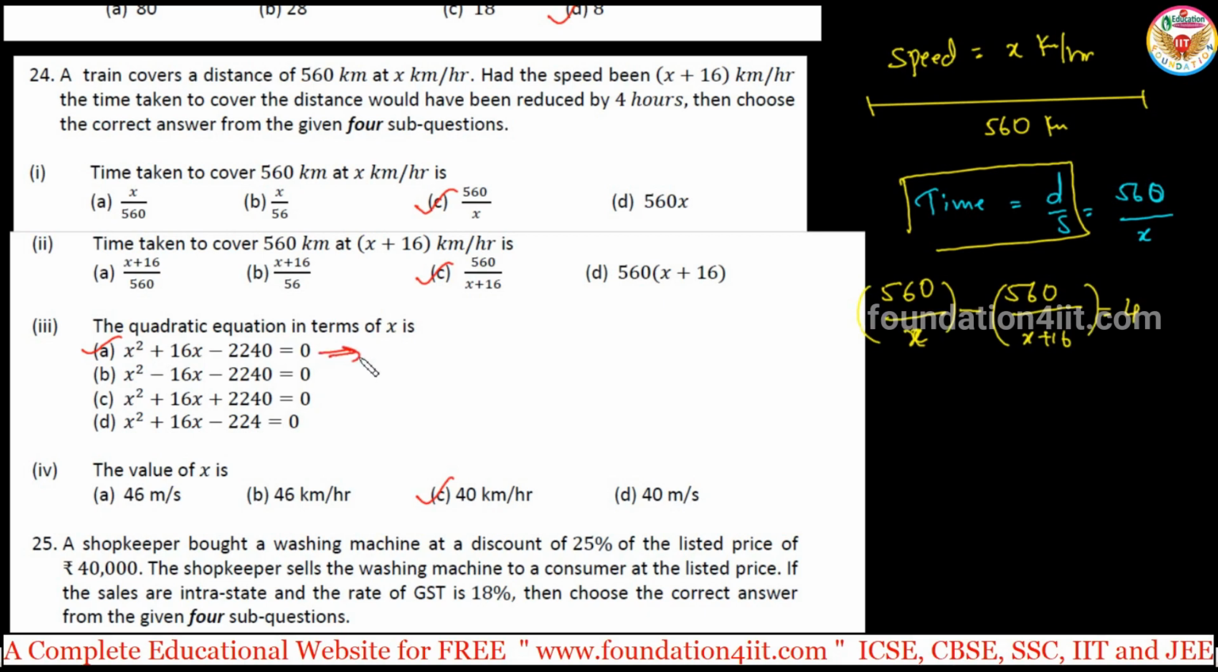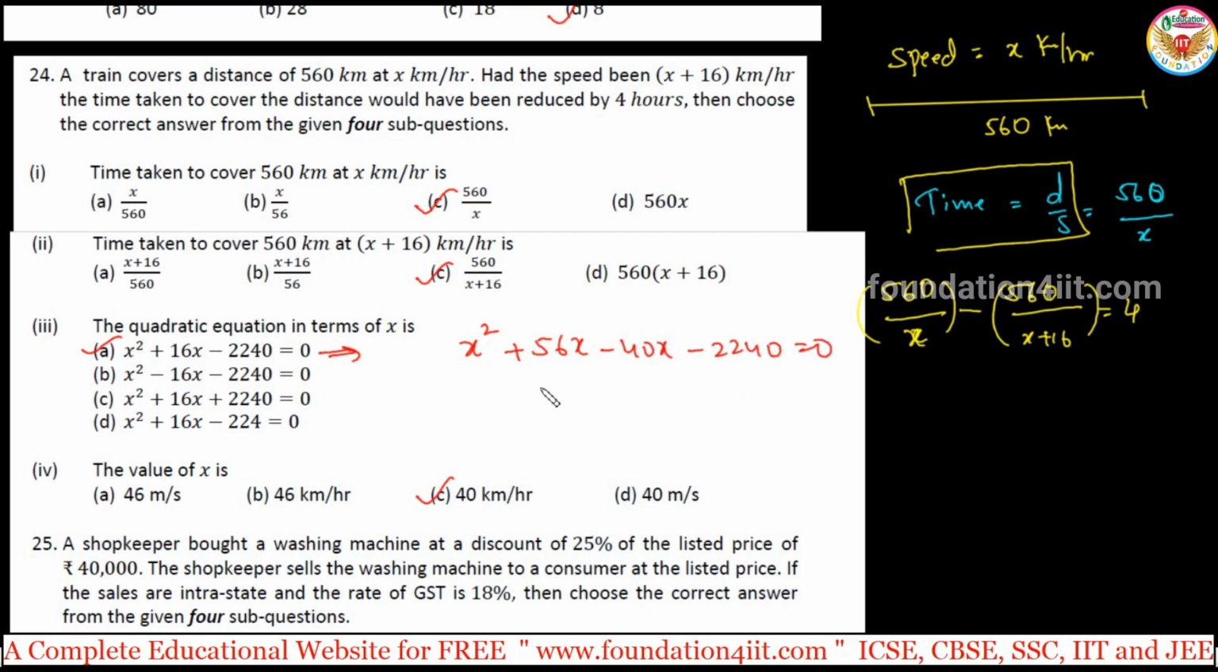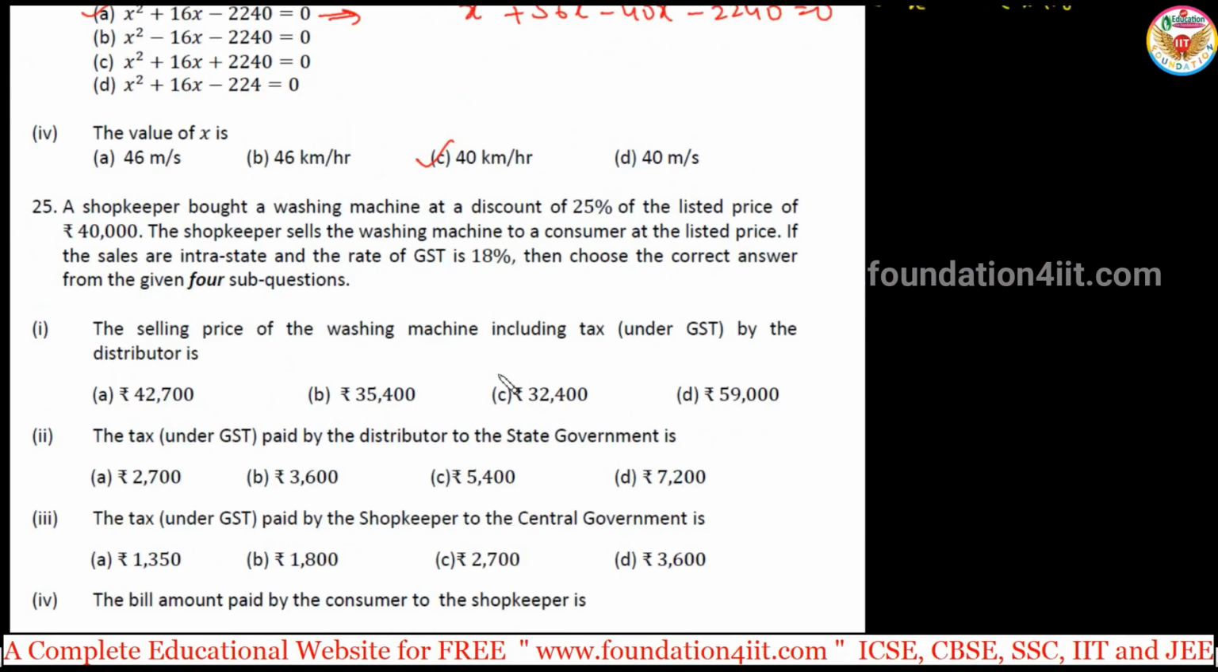The same equation you have to split into parts. x square, I'll write, then 2240. So that means plus 56x minus 40x. 56 minus 40 is 16, and 56 into minus 40 is minus 2240. Just split into parts, take the common factor from the first two terms and the last two terms, and you'll get the x value. These values you can calculate.